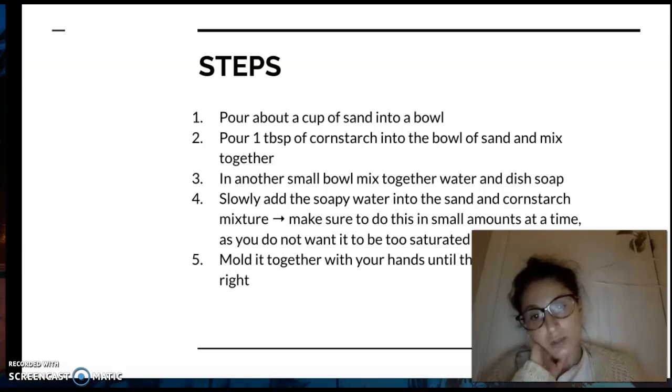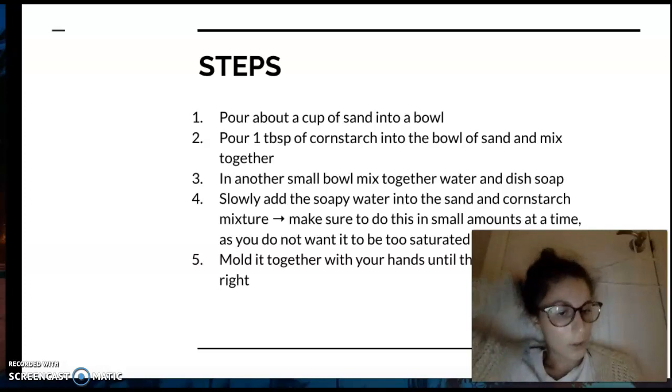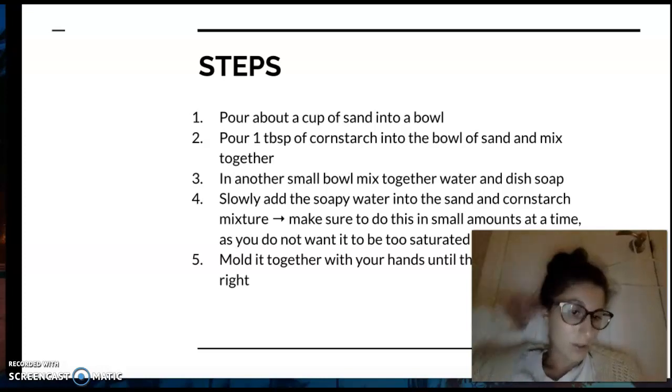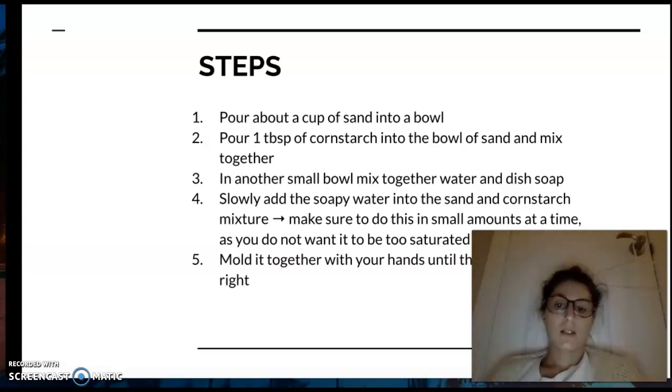And you make sure to do this in small amounts at a time, as you don't want it to be too saturated with the water, because then it will not turn out correctly. And in step 5, you mold it together with your hands until the texture feels just right.